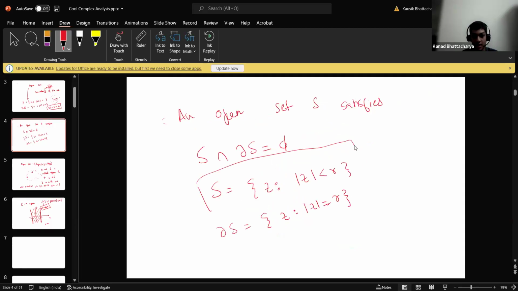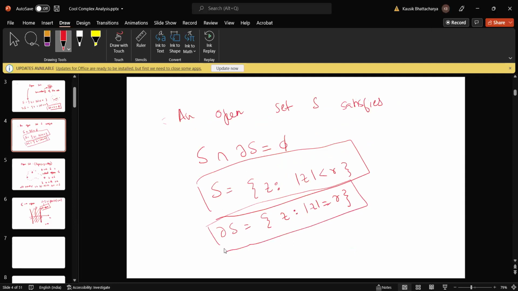This is an open set because it does not contain the boundary, which is this. Does that make sense? Okay, so just keep this picture in your head: an open set is basically a set from which you have deleted the boundary. Keep that image in your head. I think that intuition will really carry us forward.